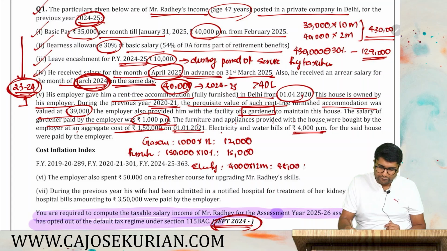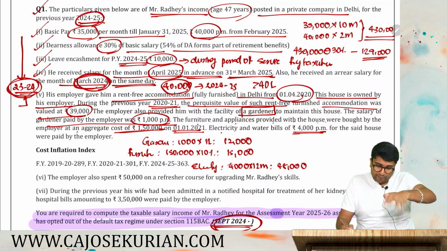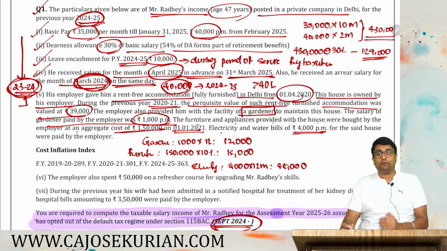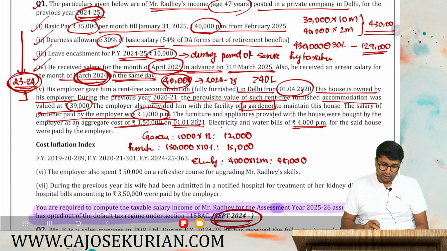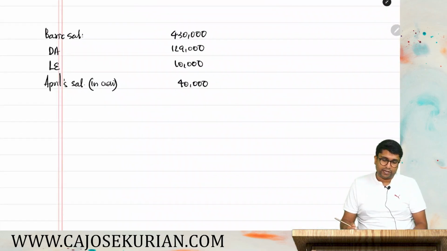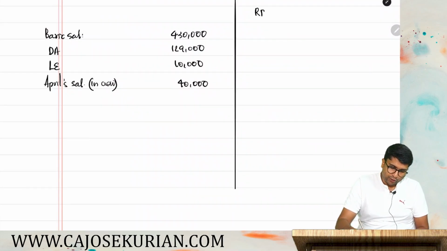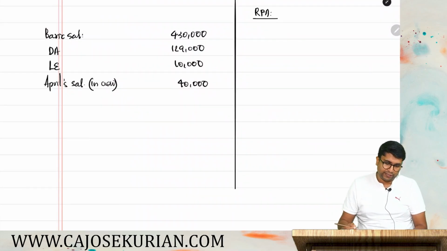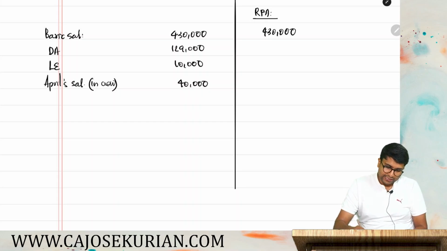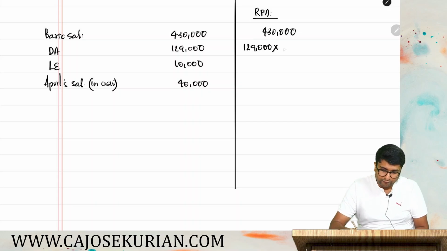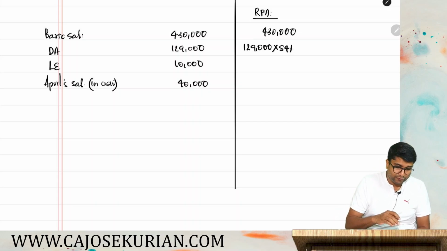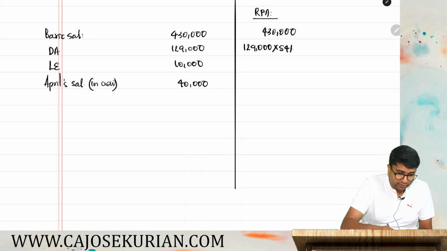Now we have to value the unfurnished accommodation value as well. How do you compute the value of unfurnished accommodation? Salary into 10% shall be the value of unfurnished accommodation. For the purpose of valuing RFA, what all are the components that form part of the definition of salary? Basic salary obviously will form part of the definition. Entire DA will not form, only DA that forms part of the retirement benefit will be considered, that is 54% of 1,29,000, because 54% of the DA shall form part of the retirement benefit.